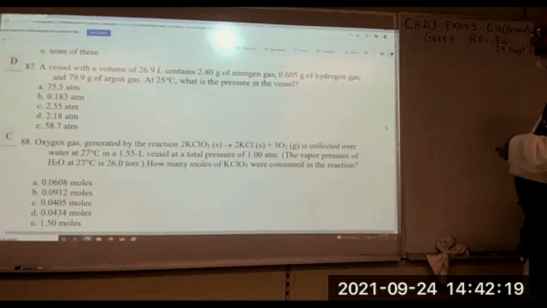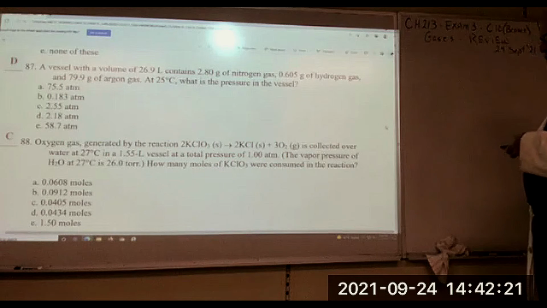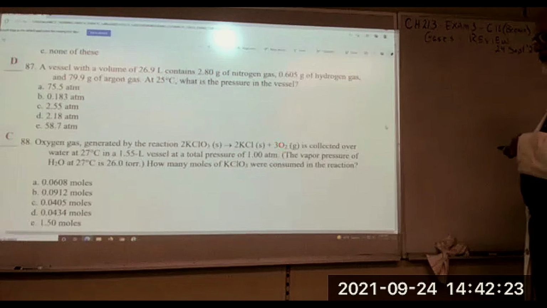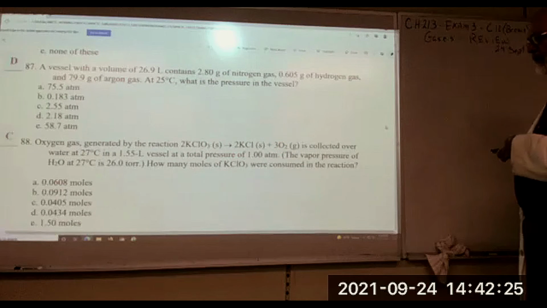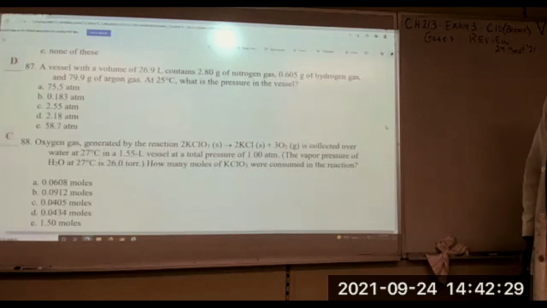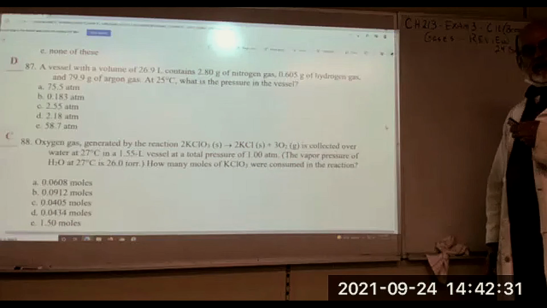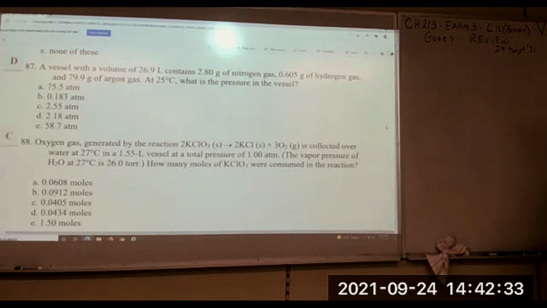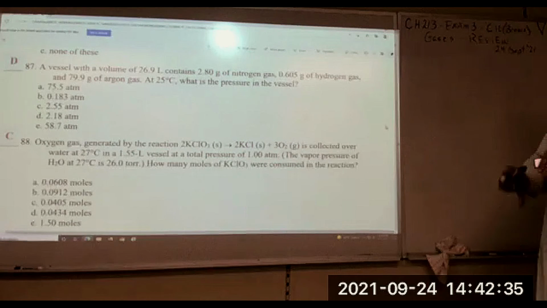Then I say, okay, but we're collecting this stuff over water. So there's a fly in the ointment. How do I figure out that? And then you think Dalton. Dalton tells you how much oxygen pressure there is in there if you subtract out water vapor.